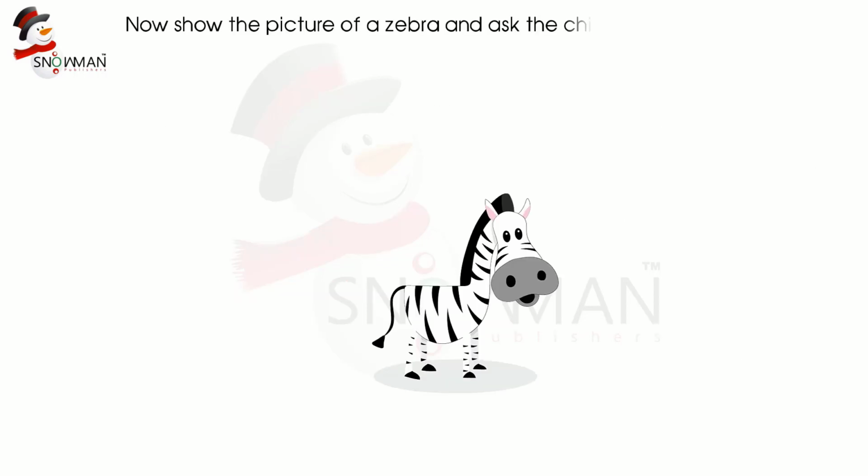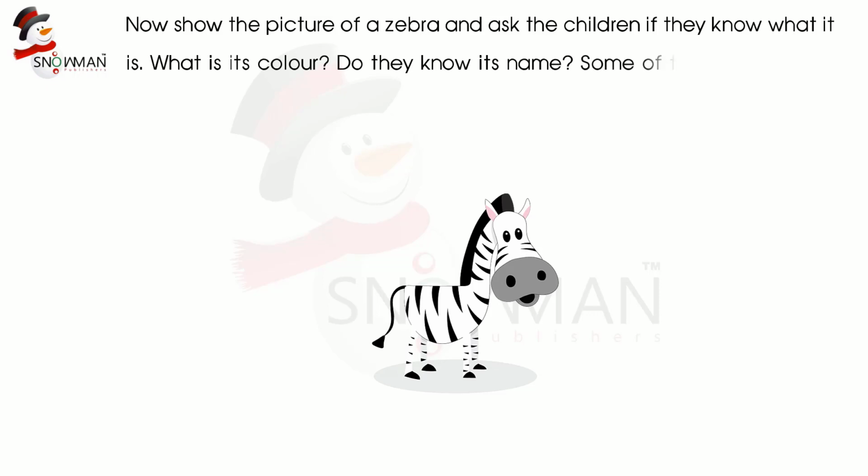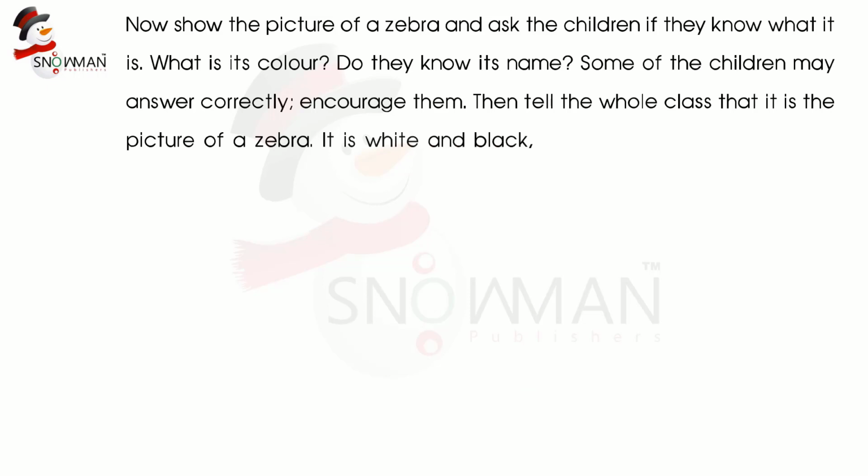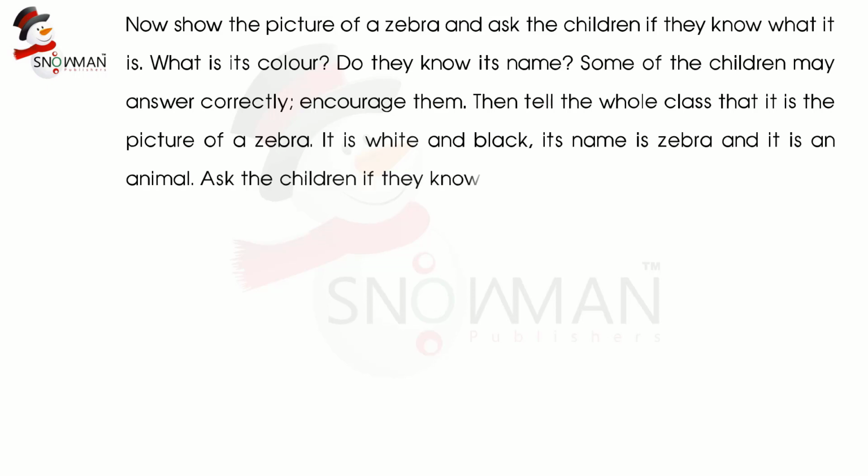Now, show the picture of a zebra and ask the children if they know what it is. What is its color? Do they know its name? Some of the children may answer correctly. Encourage them. Then tell the whole class that it is the picture of a zebra. It is white and black. Its name is zebra, and it is an animal. Ask the children if they know where it lives. Tell them that a zebra lives in a jungle.